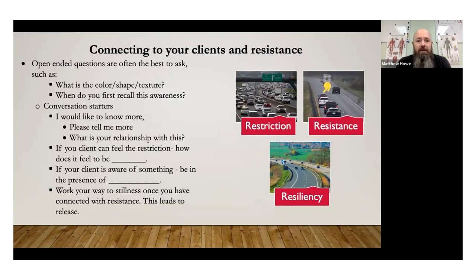When we want to connect our clients with their resistance, there's a couple of ways to do it. We ask open-ended questions, along the lines of: does it have a color? Does it have a shape? Does it have a texture? The "it" I'm referring to in these questions is that piece of resistance or that issue where your client's tightness is, any kind of non-optimization in their body. That's the starting spot, and then we can work our way down to being more specific, like where it is in the body and what it feels like. We want to see if our people can give us that kind of information back. Asking those open-ended questions helps you understand where their thought process is, where they're coming from, and hopefully where they're going to head.